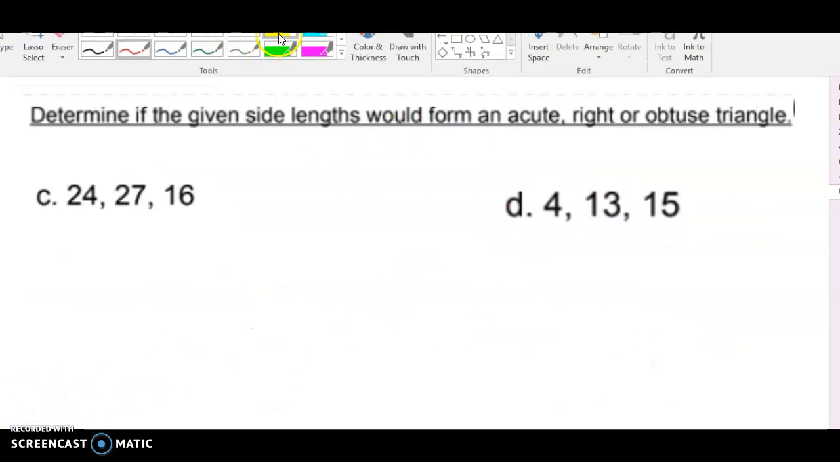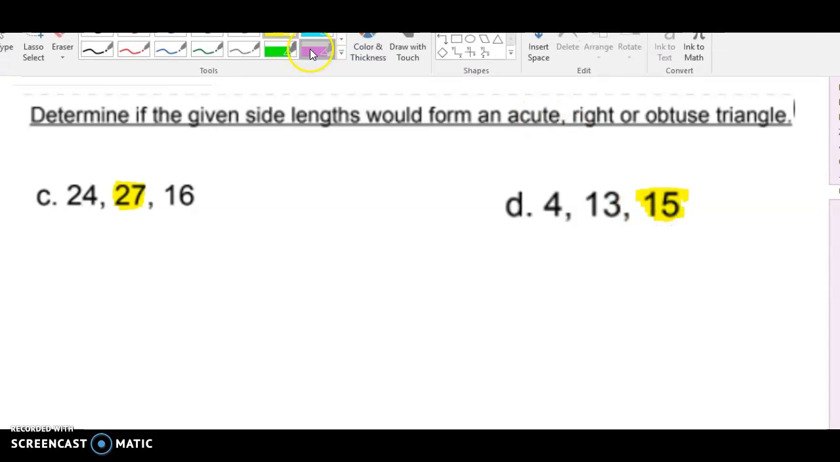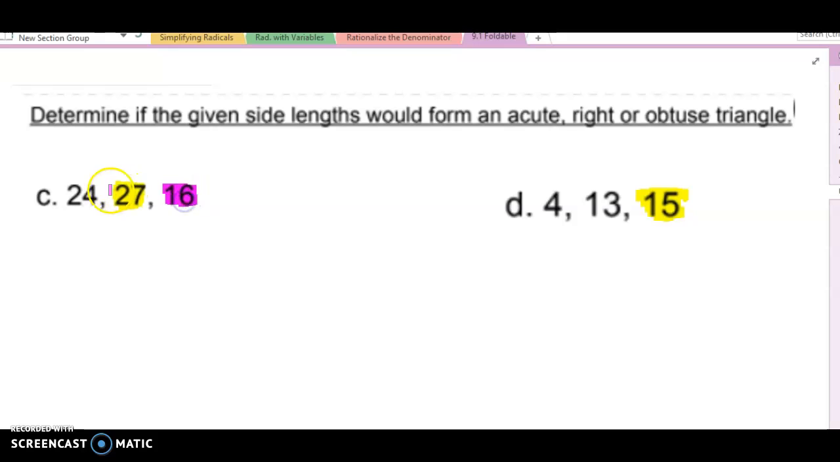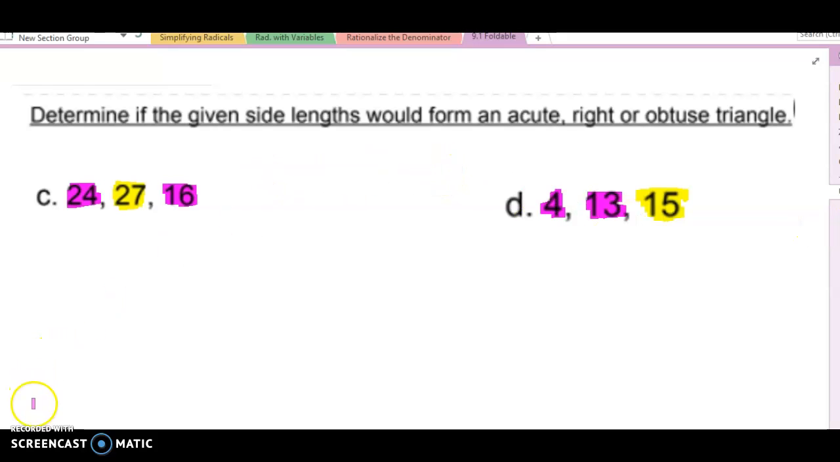All right, so I want you to go ahead and do these on your own. I'm going to help you a little bit. So I'm going to highlight my biggest one yellow, and then I'm going to highlight my smallest two purple. Okay, now I want you to go through, find your a squared plus b squared, and then find your c squared, and then compare them. And then after that, use this chart right here to figure out if it's acute, obtuse, or right. So go ahead and do C and D on your own.